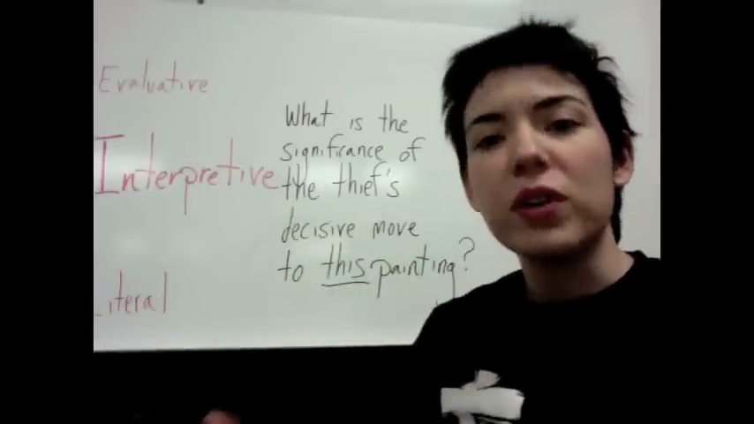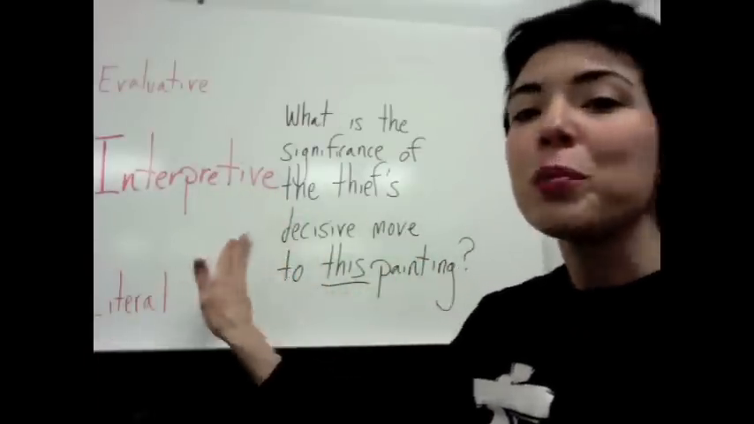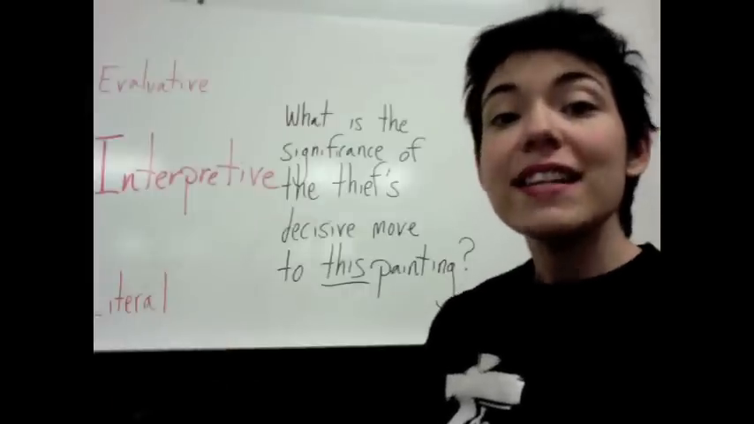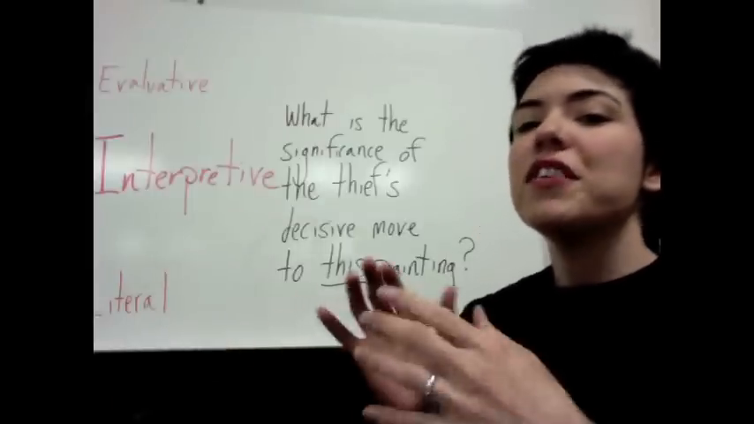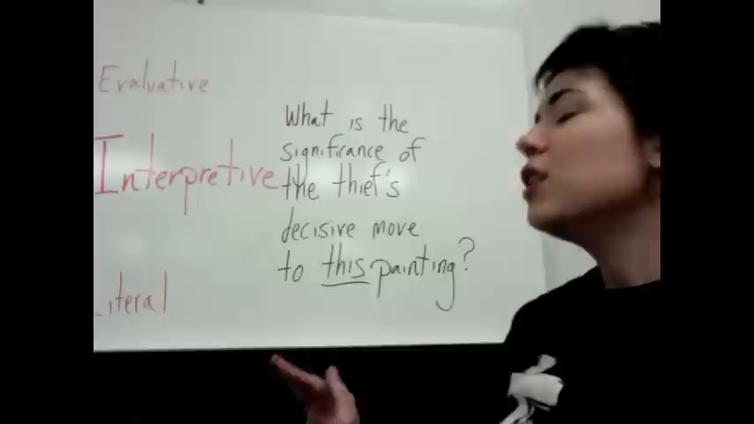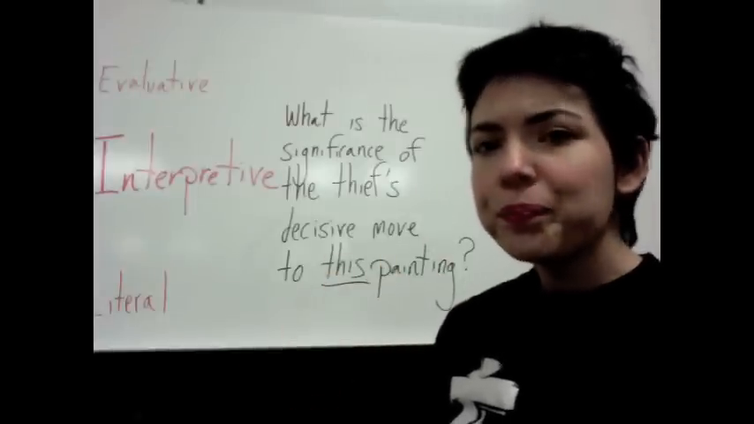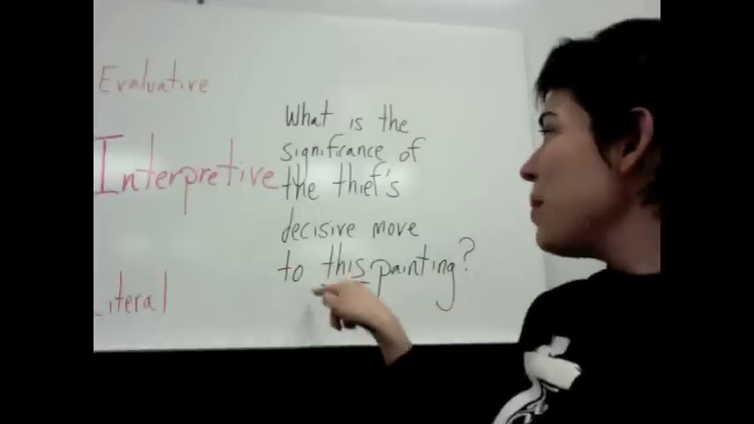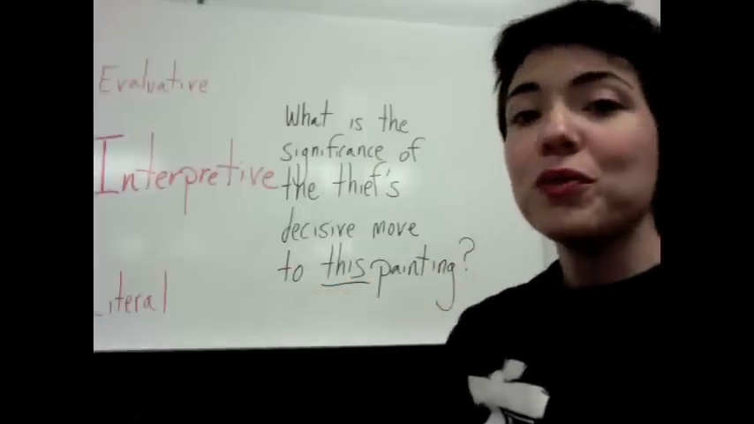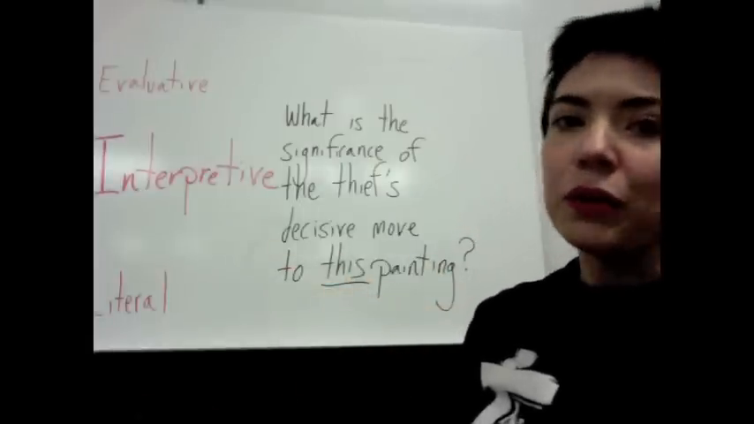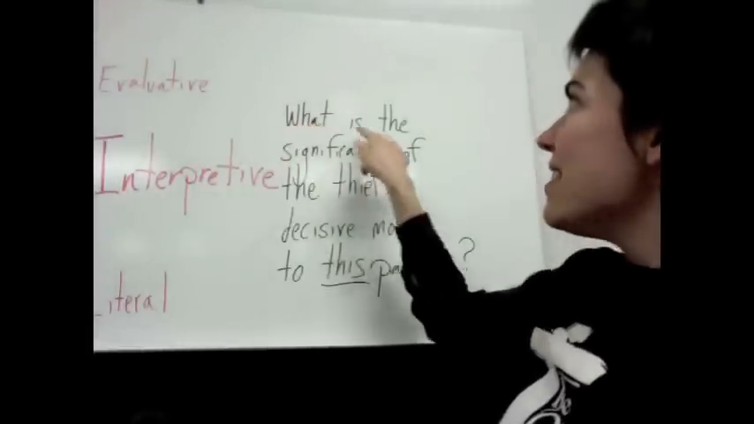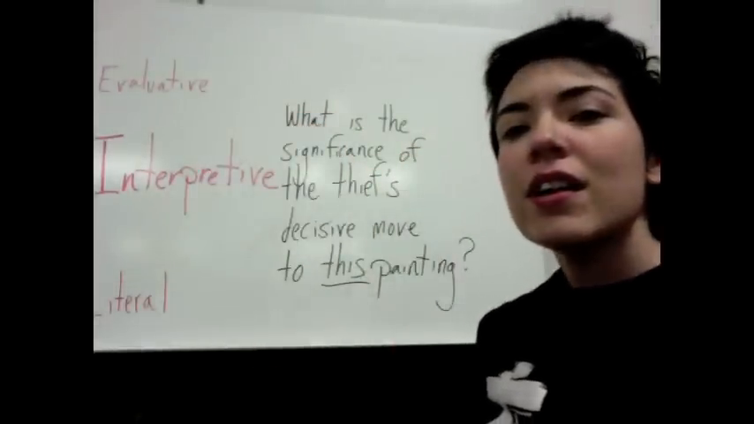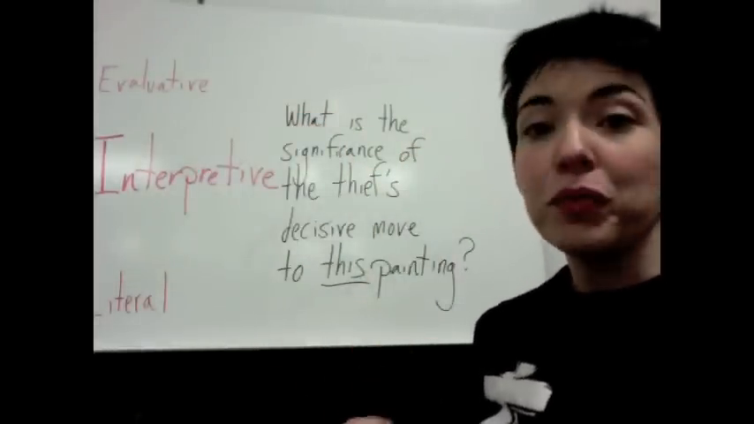All right, so again from Girl Writing a Letter, but spinning off from the literal level question we just posed, what did the thief steal? Here we have an interpretive level question. What is the significance of the thief's decisive move to this painting? Notice this question does not ask, what painting did the thief go to immediately? That would have been literal. Rather, what is the significance of the thief's decisive move to this painting?